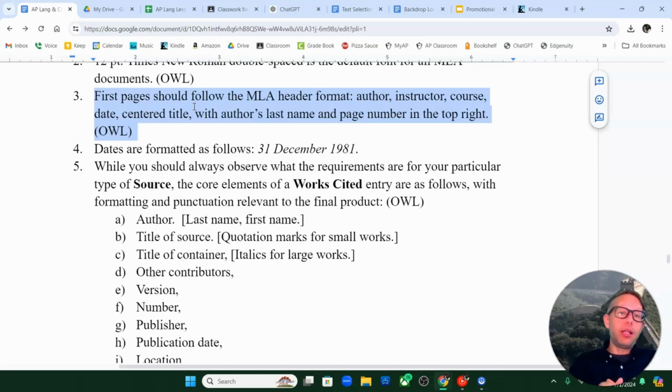So I get that error with a lot of my students. They've got everything in the appropriate font and font size, but not the header and footer content, if there is any header and footer content. So just be aware of that and keep that in mind, okay?